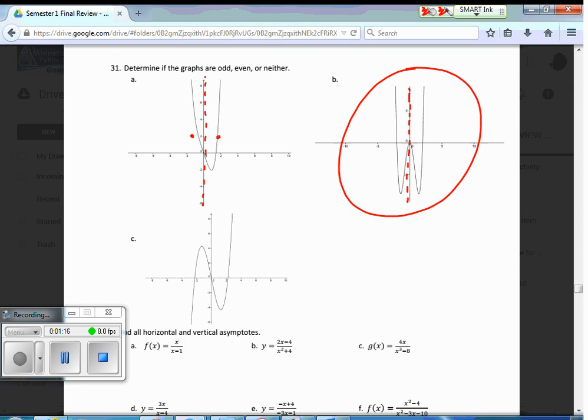Again, this one could easily fool people, but if you check in any spot over here, if you reflect through the origin, there's a spot on the other side. Pick this spot. Go through the origin. Is there a spot on the other side?